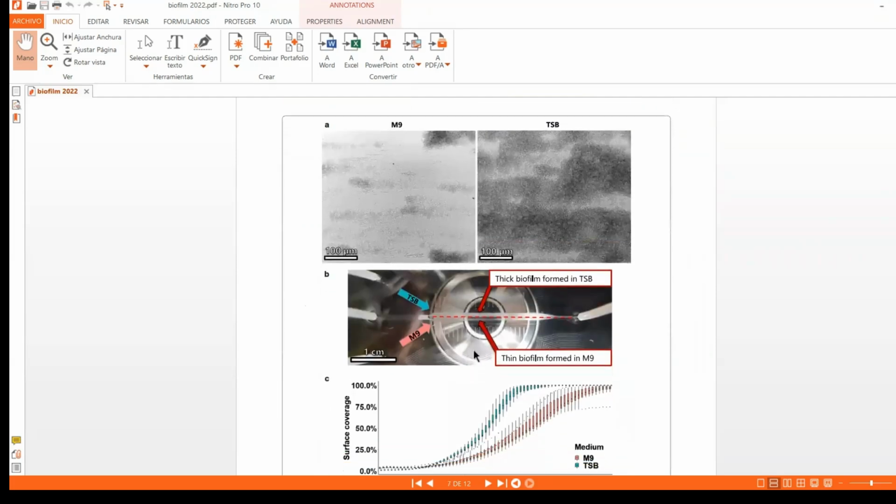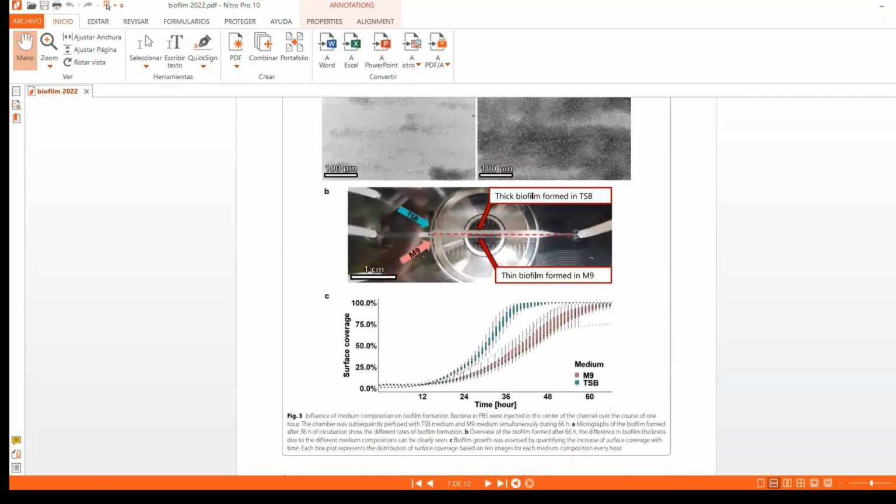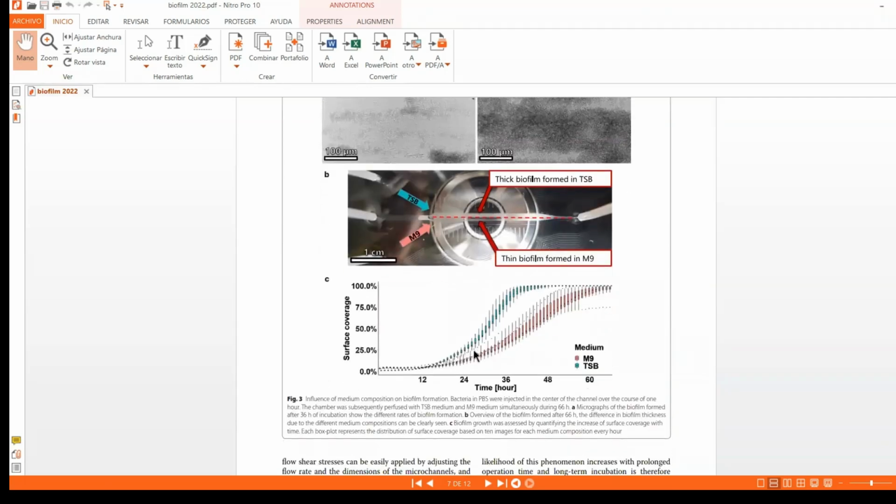Okay, here we can observe the view of this device. So when they used the TSB medium, the biofilm formed is thicker, and with M9 medium the biofilm formed is thinner. So it reflects that the biofilm was better in TSB medium because it has better coverage and it increased with the passing of time.